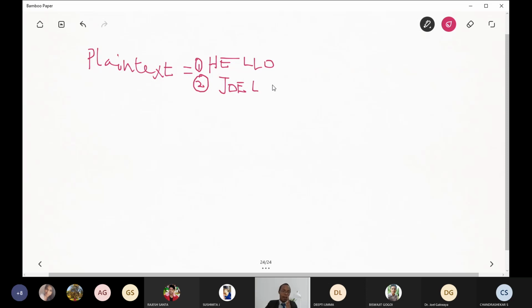Keeping in mind, if we want to use Playfair, every plain text is going to be formed into something called a diagram, sometimes called a digraph. The diagram means we separate the letters 2 by 2. So hello is going to be HE, LL, and O. For Joel it is going to be JO, E, L.